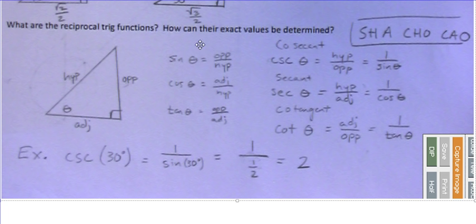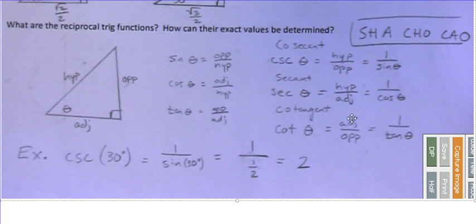So they're the reciprocals of sine, cosine, and tangent: the cosecant, the secant, and the cotangent. I know it's confusing. It would be so easy to remember if the secant was the reciprocal of sine and the cosecant was the reciprocal of cosine, but they are not. The cosecant is the reciprocal of the sine, and the secant is the reciprocal of cosine.